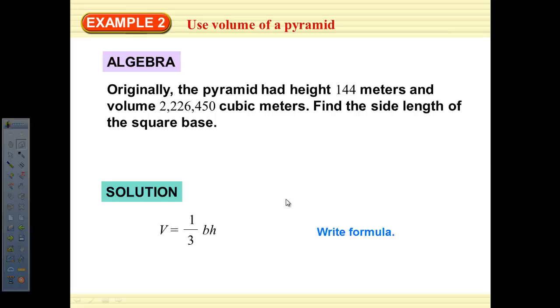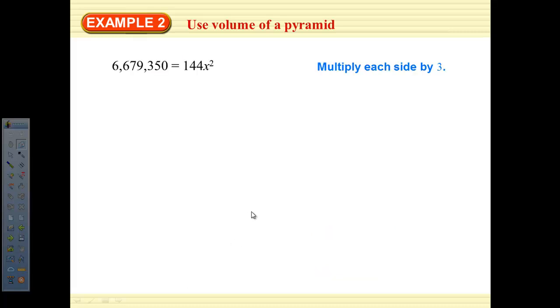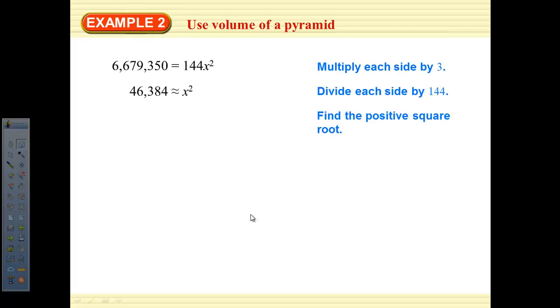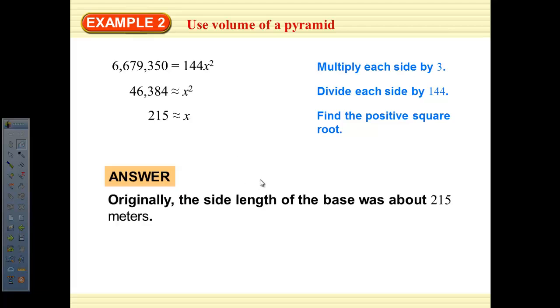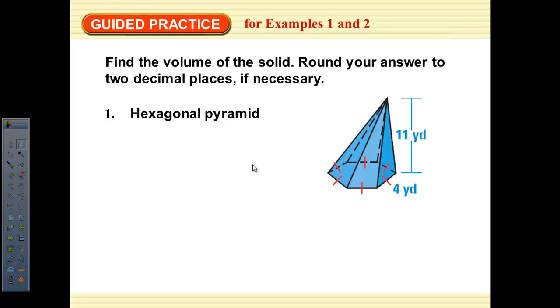So again, we write out our formula. We substitute in our values. They just put the x squared in there right away. And we divide by 144, take the square root. We get about 215. I got pretty much the same thing. I got 215.37. So we're good there.